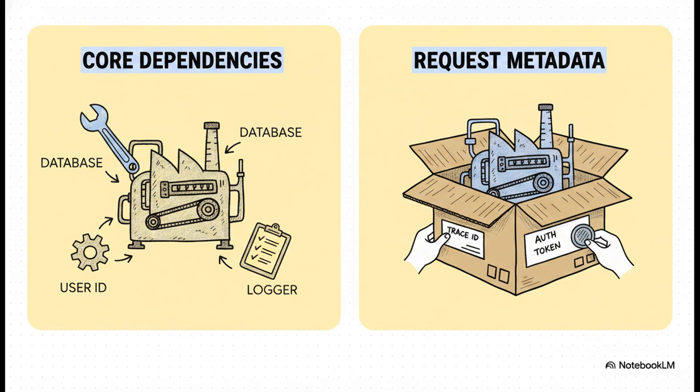And this really gets to the heart of it all. It's about two different kinds of data. On one side, you have your core dependencies. These are the tools your function needs to actually process the request. They're essential. They have to be explicit. But on the other side, you've got request-scoped metadata. This is stuff that's used to observe or route a request, like a trace ID or an auth token. The core business logic doesn't really care about it. That's the stuff that can live in the context.